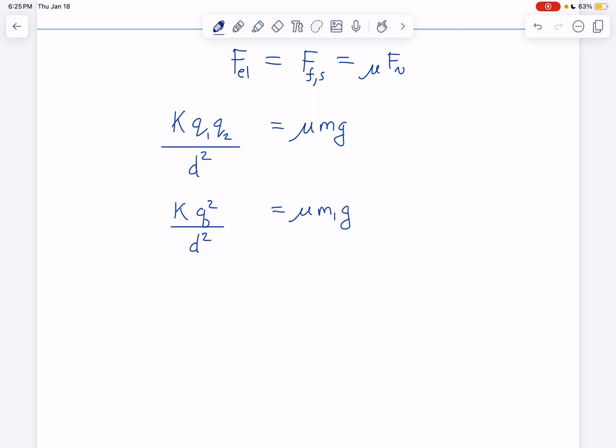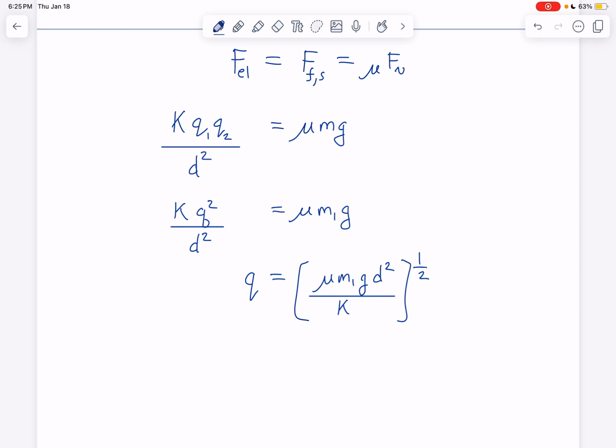All right, so now what we need to do is isolate Q, which is what we're trying to find. And so I'm just going to write Q is equal to, well, we start with mu m1 g, and we're going to bring d squared up, and then divided by, we've got k. Now to get rid of the square on Q, we're just going to take the square root of both sides, so square root here on these terms.